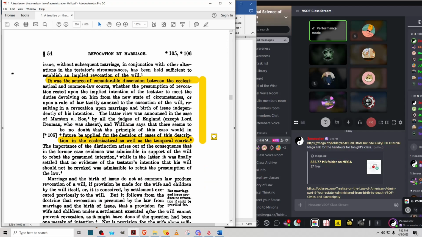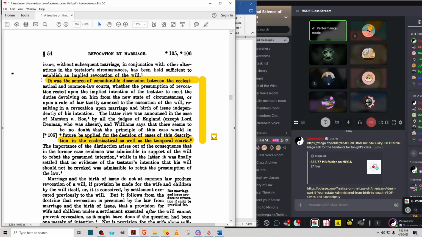It was a source of considerable dissension between the ecclesiastical and common law courts whether the presumption of revocation rested upon the implied intention of the testator to meet the duties devolving on him from a new state of circumstances, meaning if he got remarried or whatnot, or upon a rule of law tacitly annexed to the execution of the will, resulting in a revocation upon marriage and birth of issue, again, that's children, independently of his intention. The latter view was announced in the case of Martison v. Roe by all the judges of England except Lord Denman, who was absent.